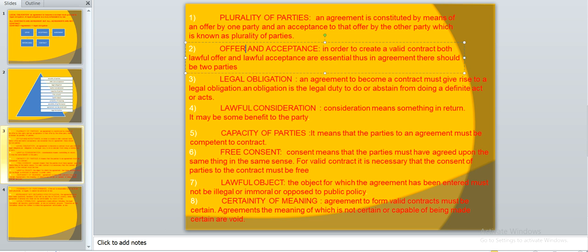And the next one is legal obligation. Just now I mentioned, if there is an absence of a legal obligation, it is not called a valid contract. The essence of a contract is a legal obligation. So if the legal obligation itself is absent, it is not going to constitute a contract. An agreement becomes a contract only if it gives rise to a legal obligation, and legal obligation is a legal duty to do or abstain from doing a definite act or acts.